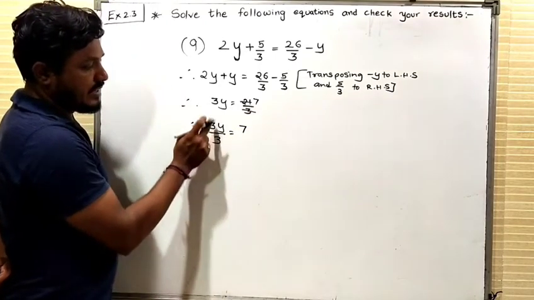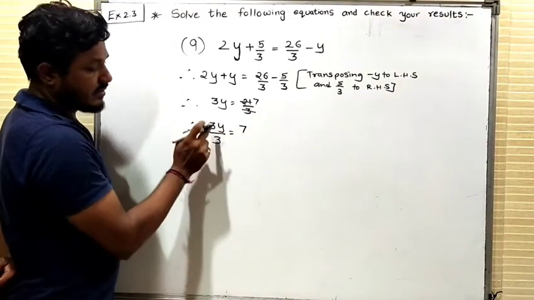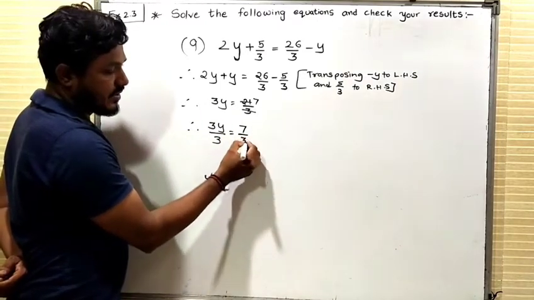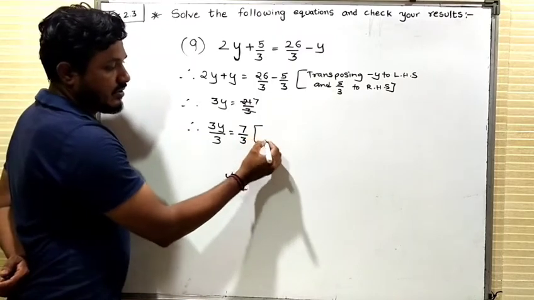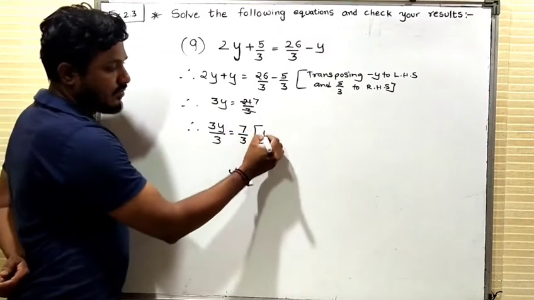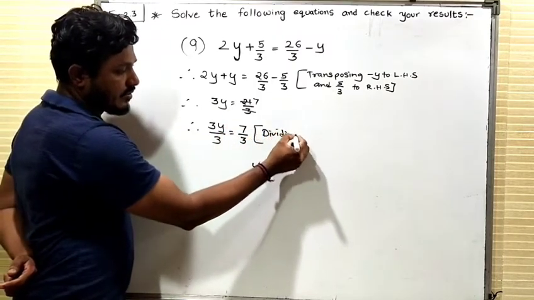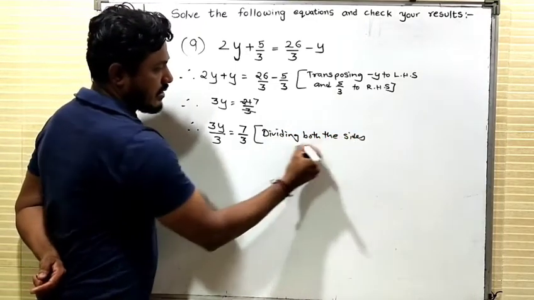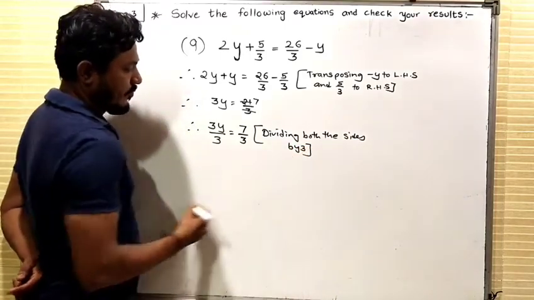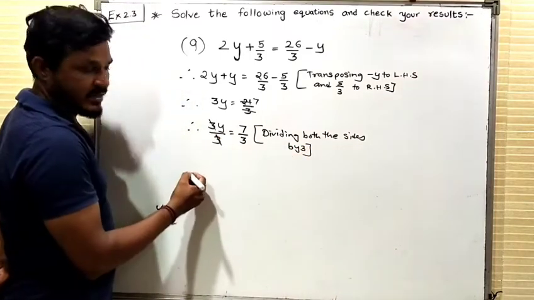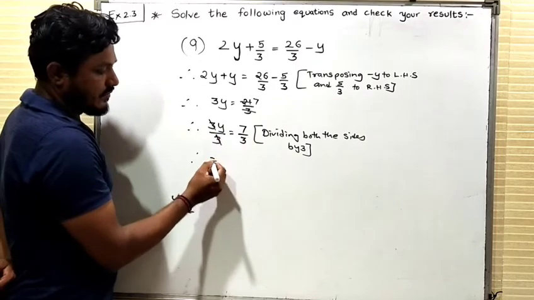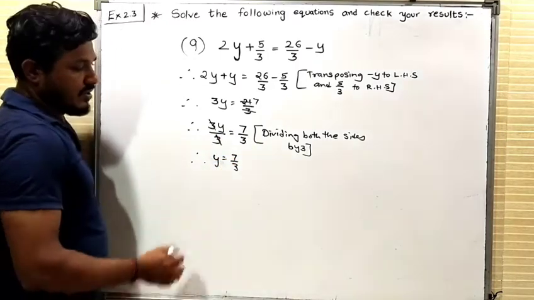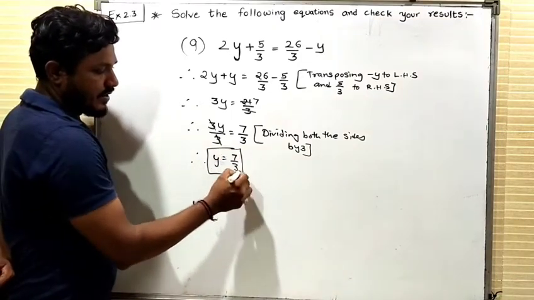Now dear student, while dividing this 3y by 3, the same value you have to divide toward your right. So the same value you have to take toward your right. Now write down over here, dividing both the sides by 3. By doing such, 3 and 3 will get cancelled, and here the value of y is 7 by 3. Now I got my value of variable, 7 by 3.